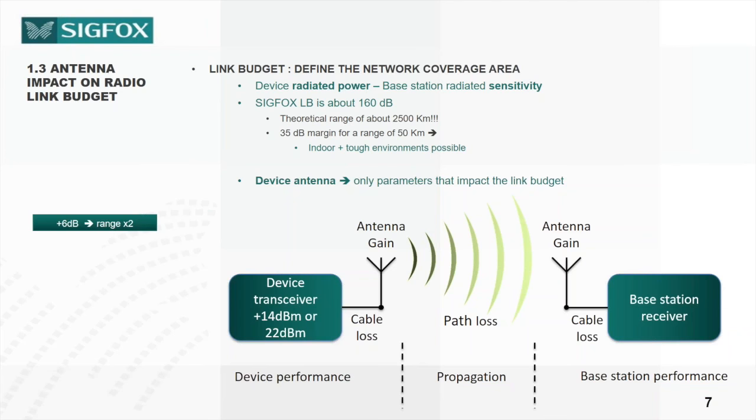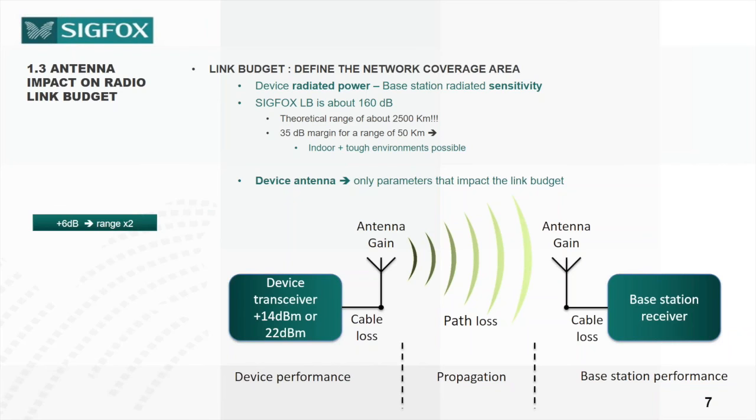So the link budget is a number that is calculated, and that would help us, SIGFOX, to define the network coverage area. The base stations are placed according to this link budget, so this is quite important. The network is dimensioned with this number. So the link budget is basically, to make it simple, the device radiated power minus the base station radiated sensitivity.